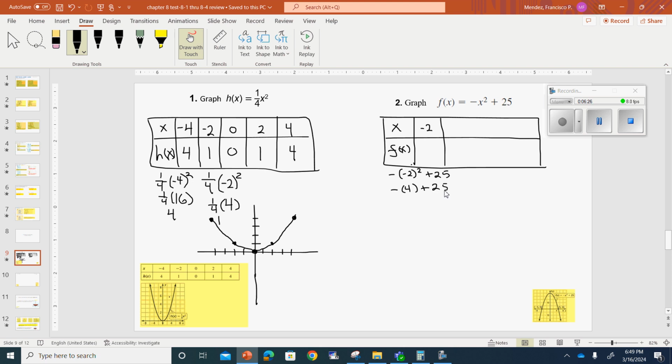And now I've got -4 times 2, plus 25. That's going to equal 21, right? Because 25 minus 4 is 21. Let's go get it and give -1 a shot. If I put -1 in here, that's going to be negative (-1) squared plus 25.